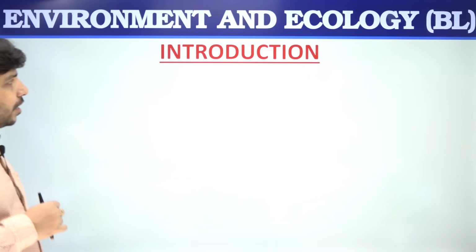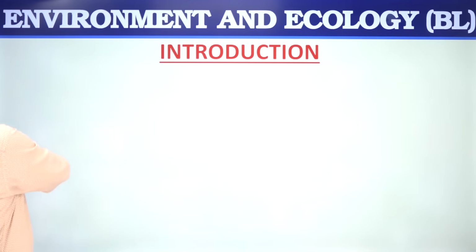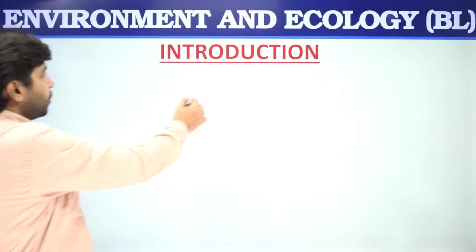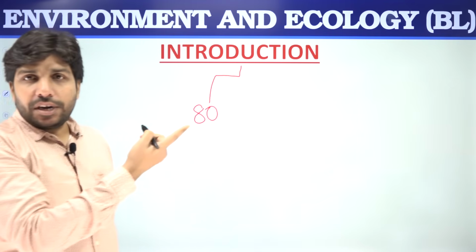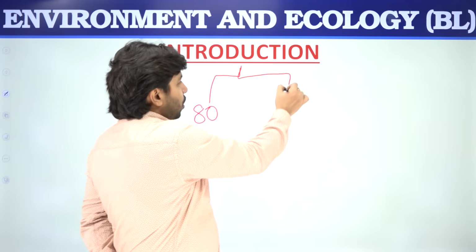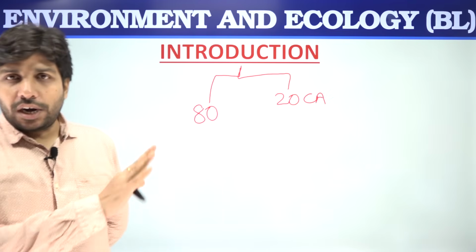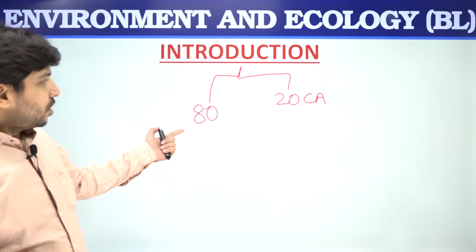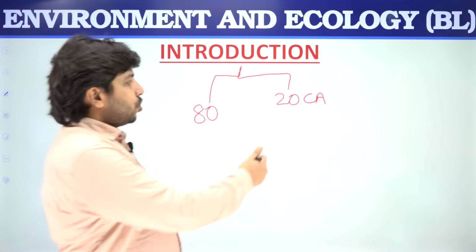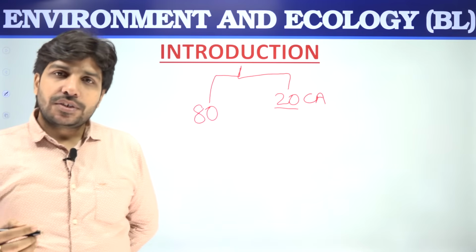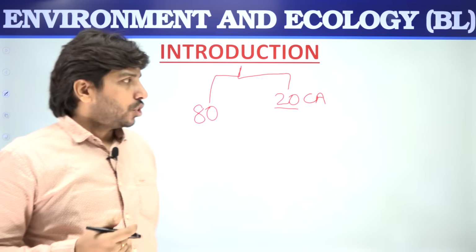So, environment and ecology. This test paper comprised 80 questions from environment and ecology and 20 questions from current affairs. Total 100 questions. These 80 questions are very basic level questions which we call foundation builder test, and these 20 questions of current affairs relate to the current period or the dates which have been provided in your detailed schedule.